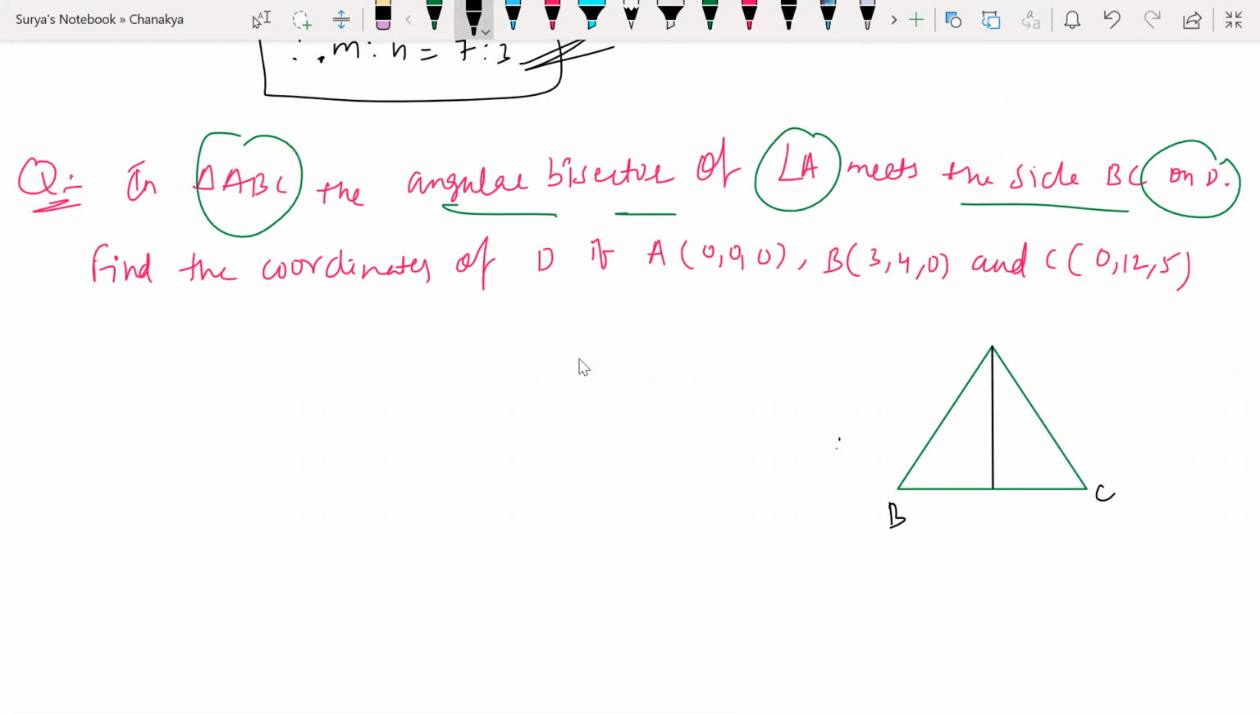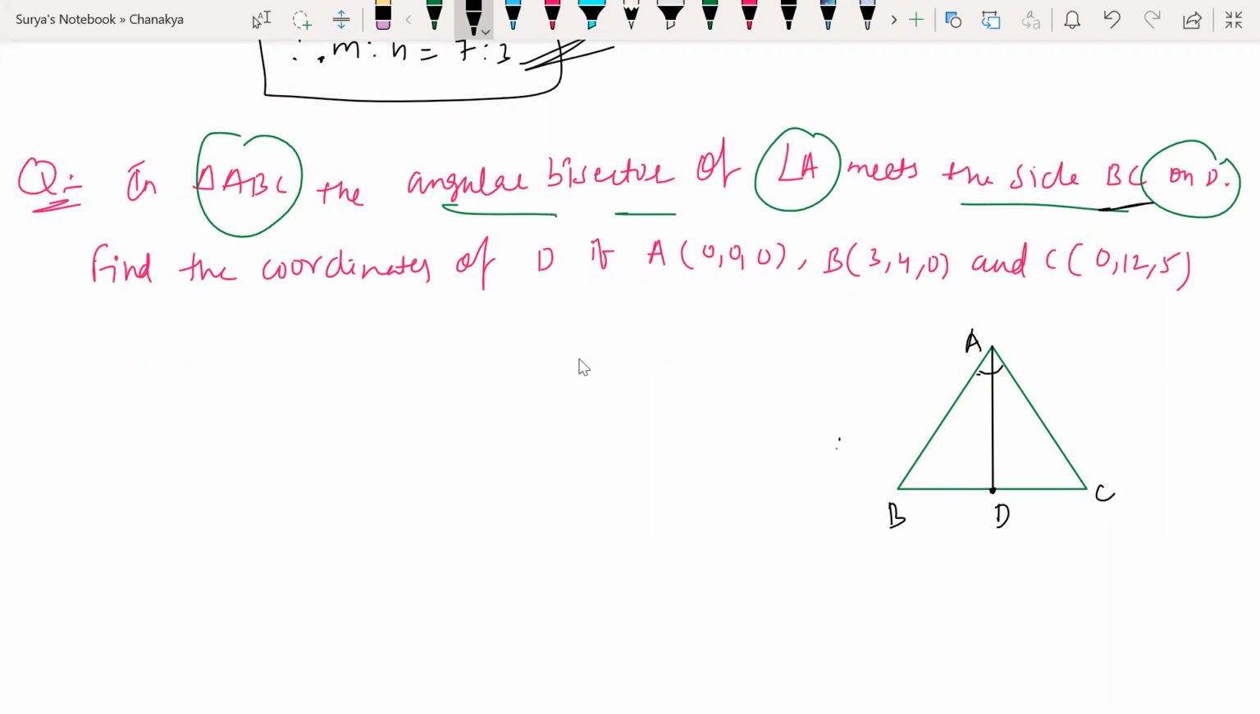This is A, this is B, and let's say he has given this as D. He only gave that, right? So angle A meets the side BC at what? At D. That is what he has given. A is given as 0, 0, 0, B is given as 3, 4, 0, and 0, 12, 5 he has given. We got the ratios. Now we have to find point D. That's it. What is the ratio you got? 1:2. How come you say 1:2?